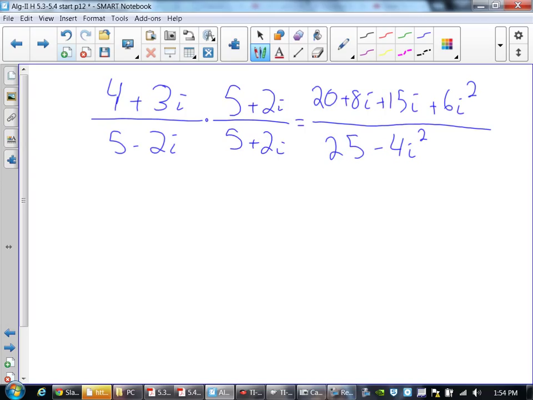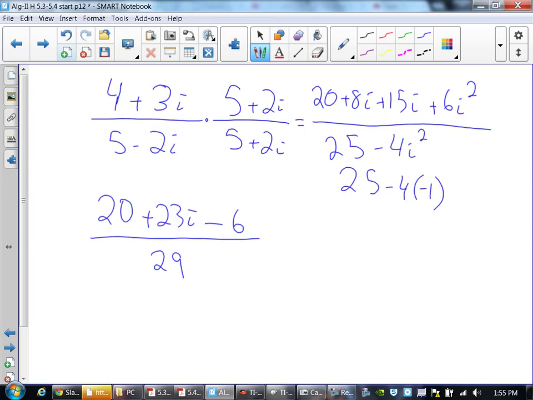What? All I did was FOIL. No, I know. Okay. So in the numerator, to bring us down here, sometimes I run out of space. I have 20 plus 23i. Will that be minus 6? Yeah. Okay. All over 29. Remember, i squared is -1. So I have here 25 minus 4 times -1, which is 25 plus 4.